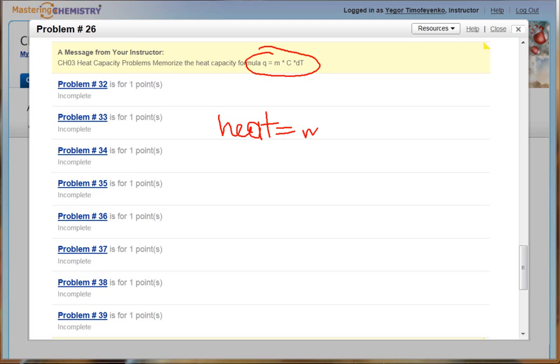equals mass times specific heat capacity, times change in temperature. So in this case, there's at least one problem on the ACS exam where you have to encounter this formula, and usually you know everything except for one thing. So let's solve one of these problems.